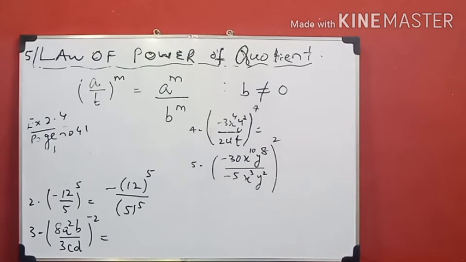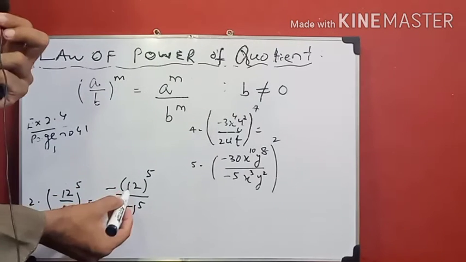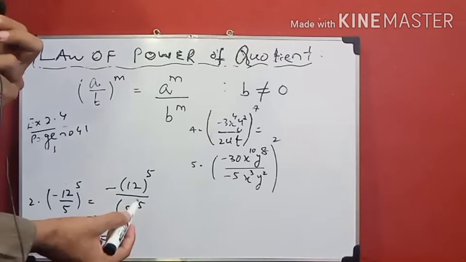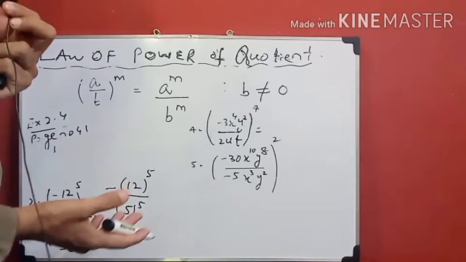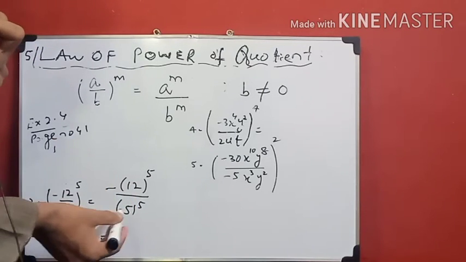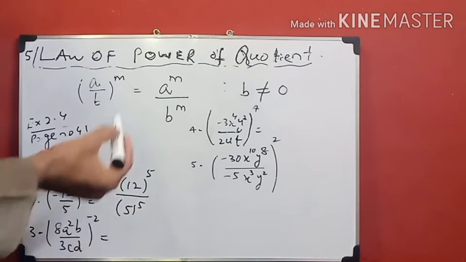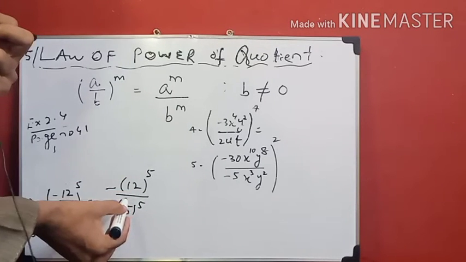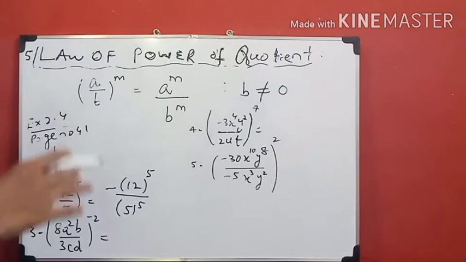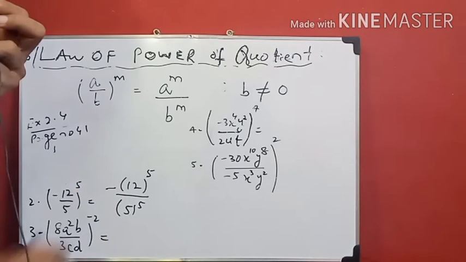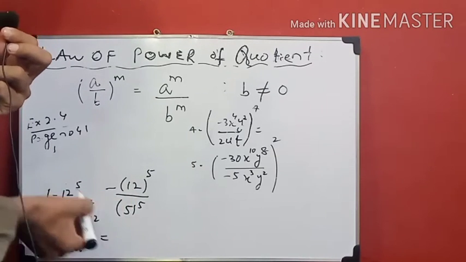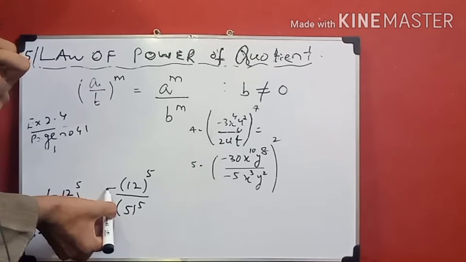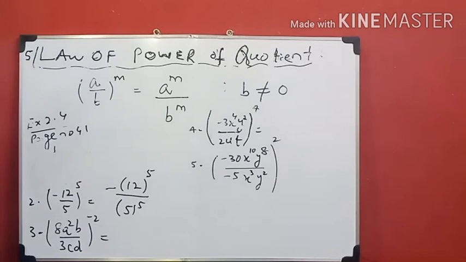This is the answer because we multiplied 12 five times. It is a very big number, as is 5 raised to power 5. So either we simplify it by the expansion or leave it as it is. This is the answer as per the rule. The minus sign remains in this question.